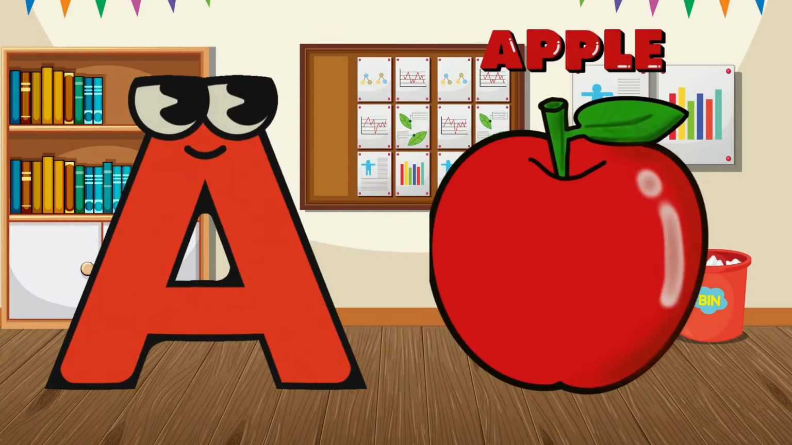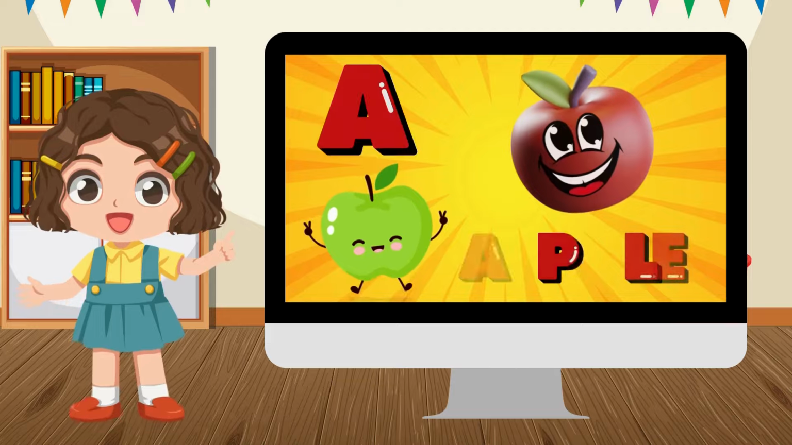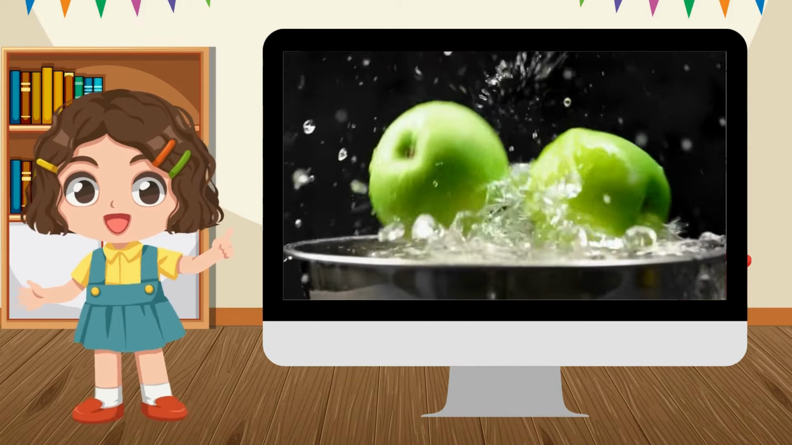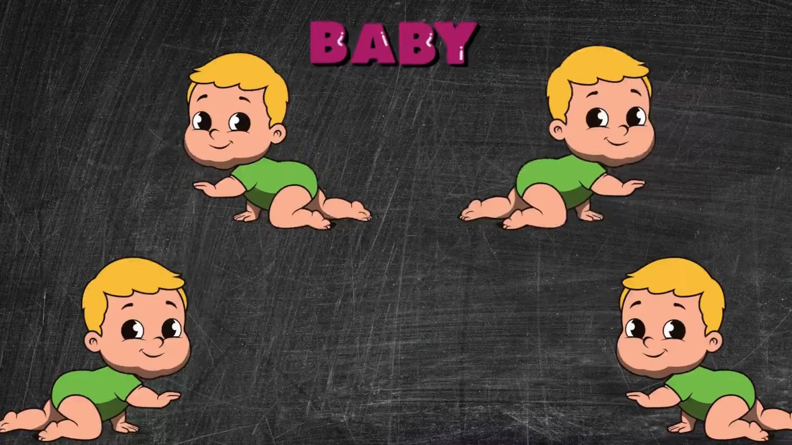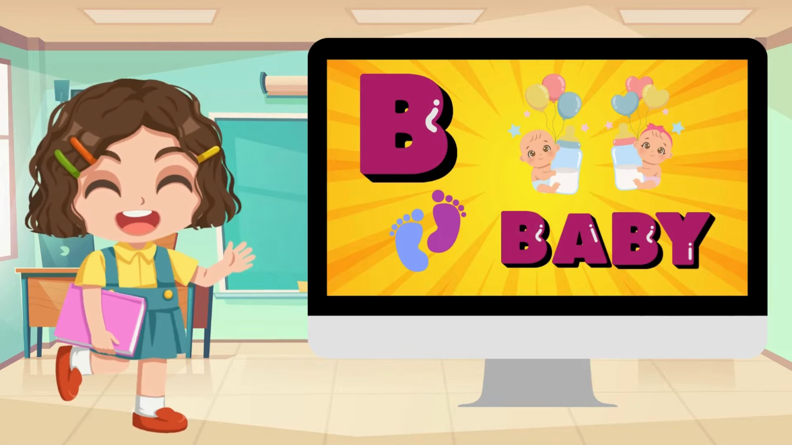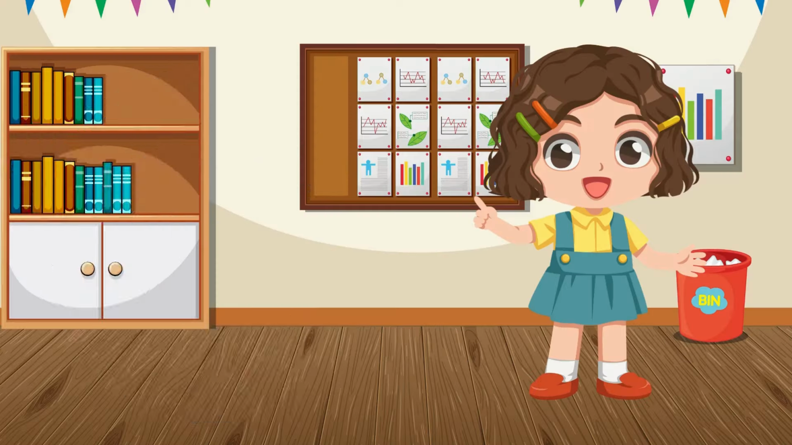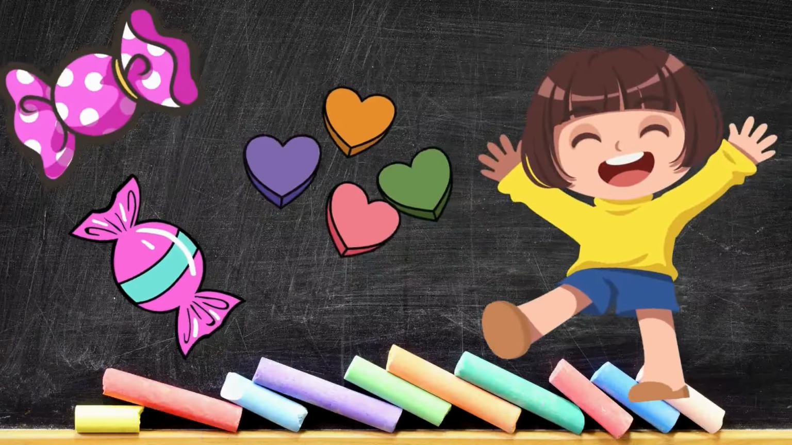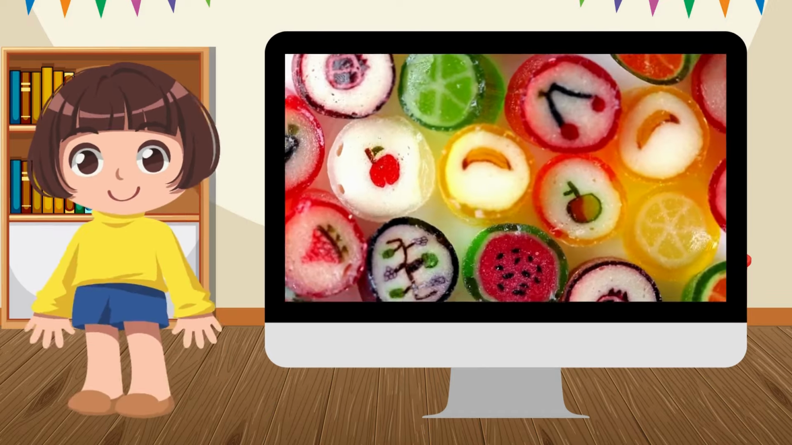A is for apple. B is for baby. C is for candy.